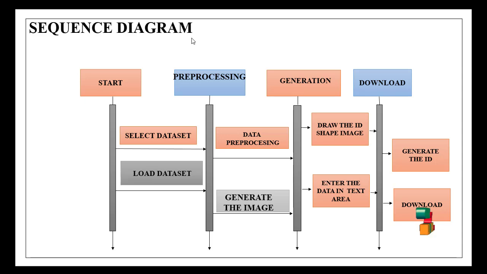Sequence diagram. We have four sequences: starting, pre-processing, generation and download. After starting, select data and load it. In pre-processing, we want to pre-process all the data and generate one image shape. Draw the ID shape in that image. Enter the data in the text area, and after generation, the ID will be downloaded.